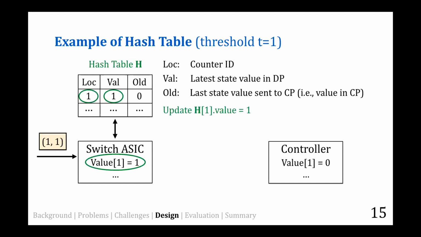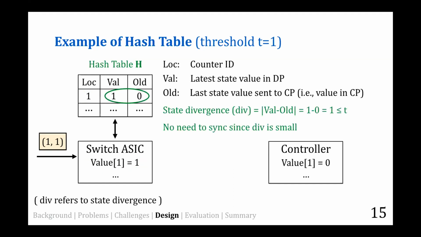When the first packet comes in, the switch updates value 1 to 1. It generates a state update and inserts it into the hash table. At the same time, the hash table calculates the state divergence as the absolute value of the difference between the state value in the data plane and that in the control plane. The state divergence is 1 in this case, which equals the threshold T. The hash table chooses not to synchronize the state update because the state divergence is small.